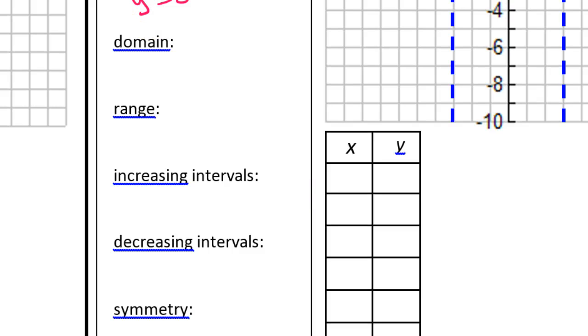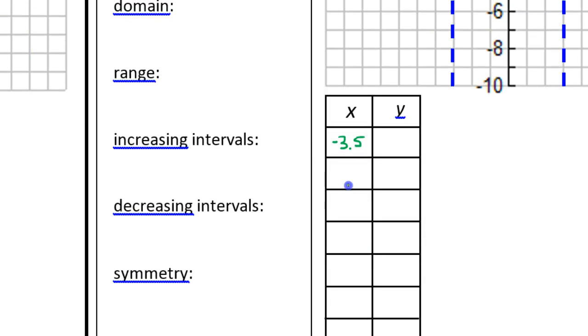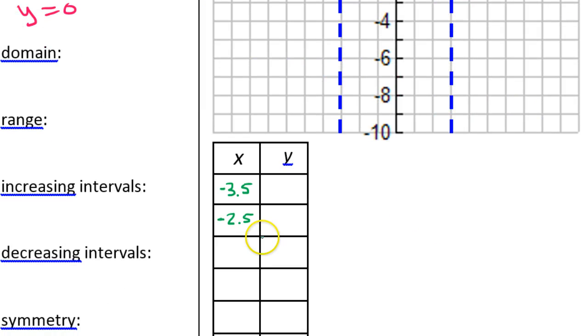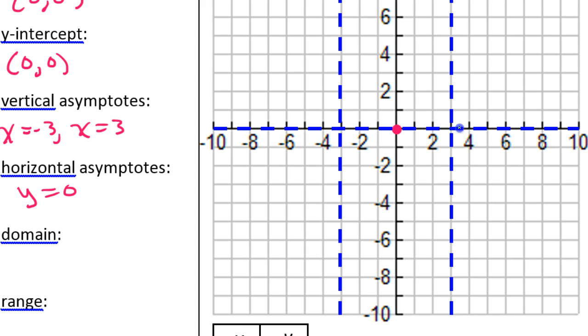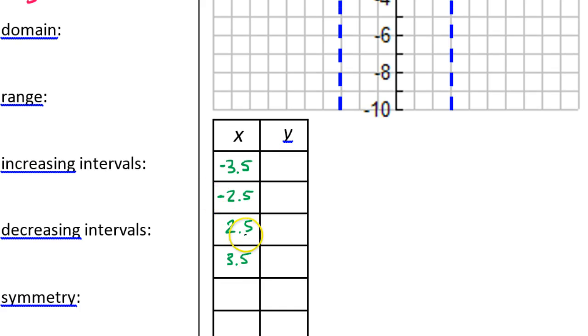So let me just write a list of what I'm going to do. I'm going to do negative 3.5. That's just to the left of the asymptote. Just to the right of the asymptote would be negative 2.5. So I'm going to do that as well. Looking at the other asymptote, if I go just to the left of 3, I've got 2.5. If I go just to the right of 3, I have 3.5. The order of these doesn't matter. So I'm definitely going to use those values.